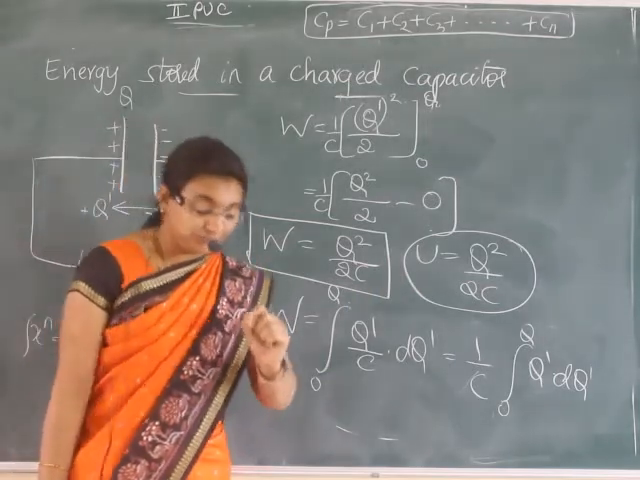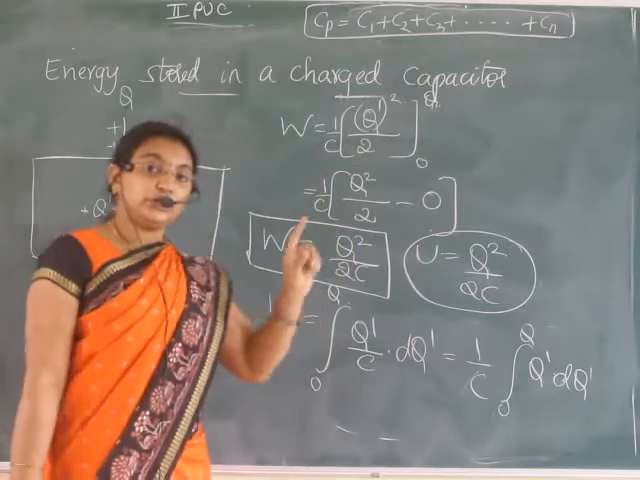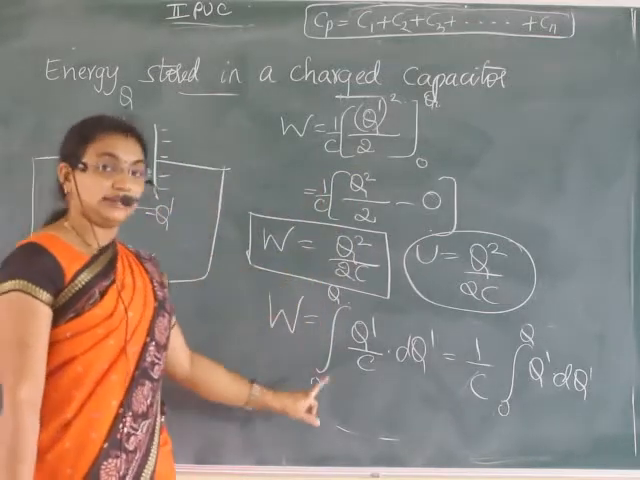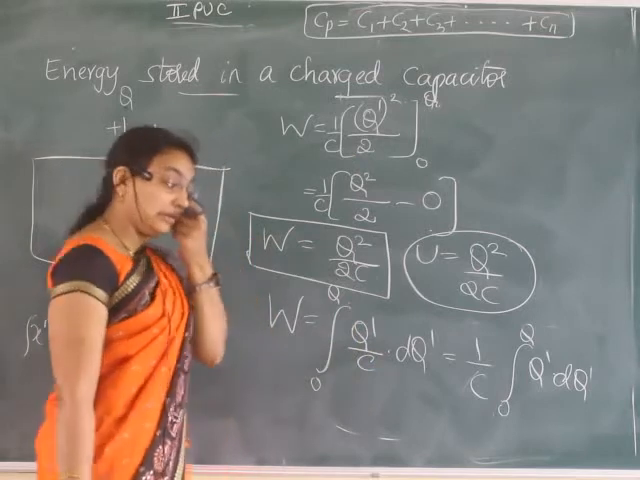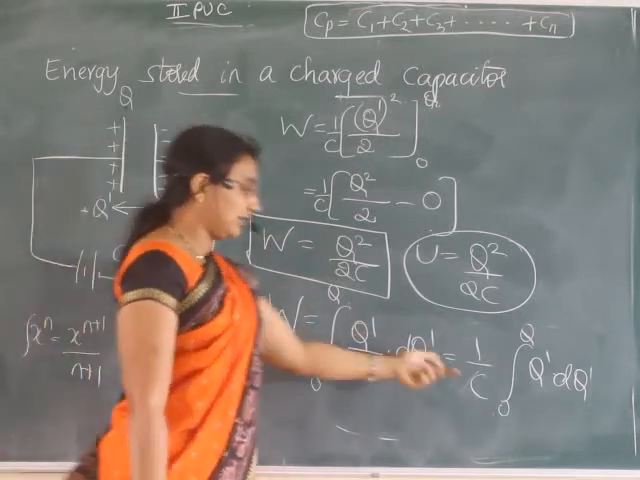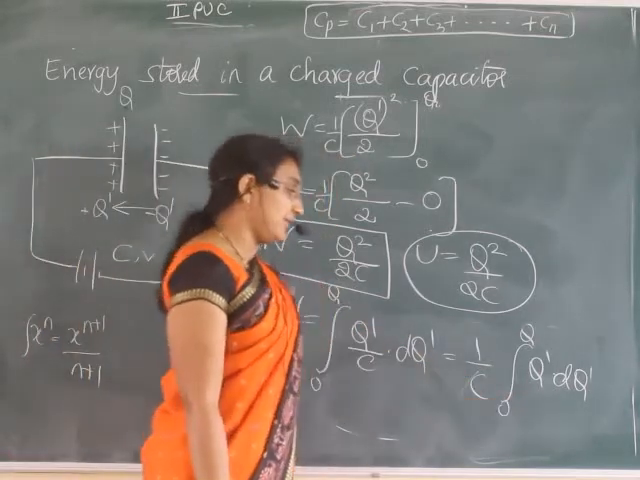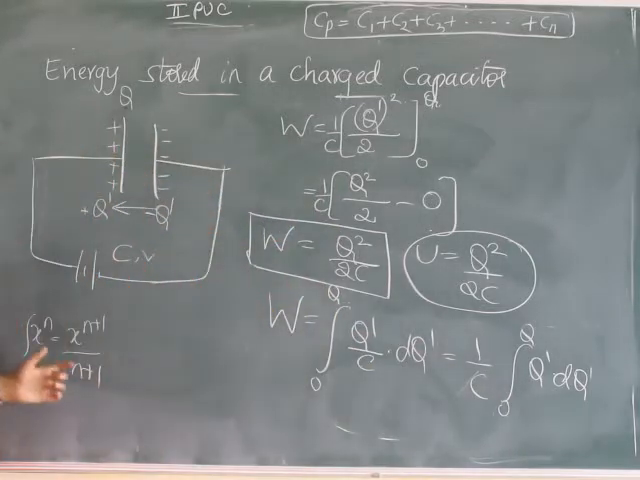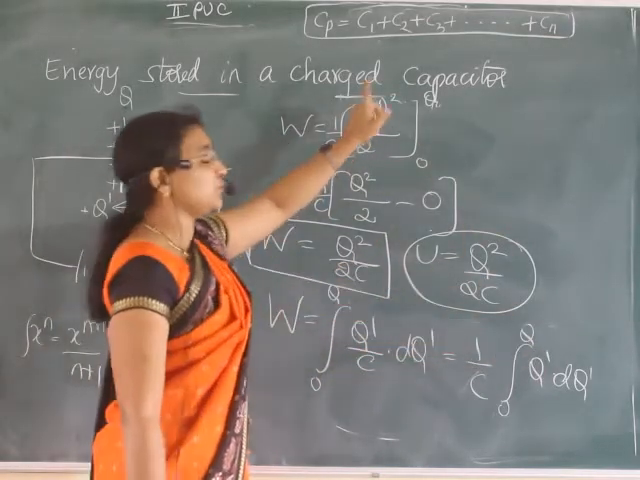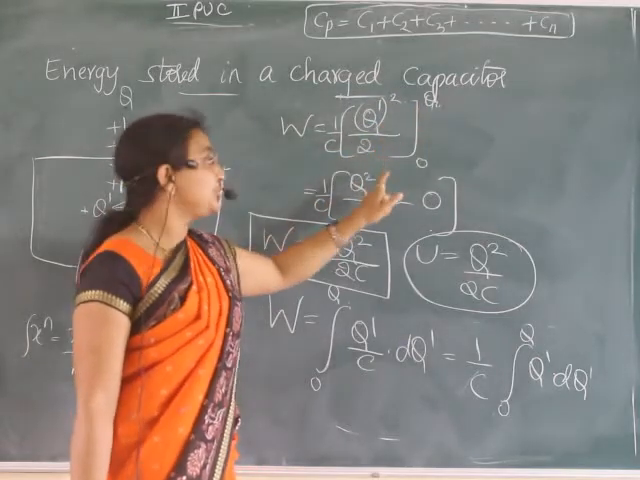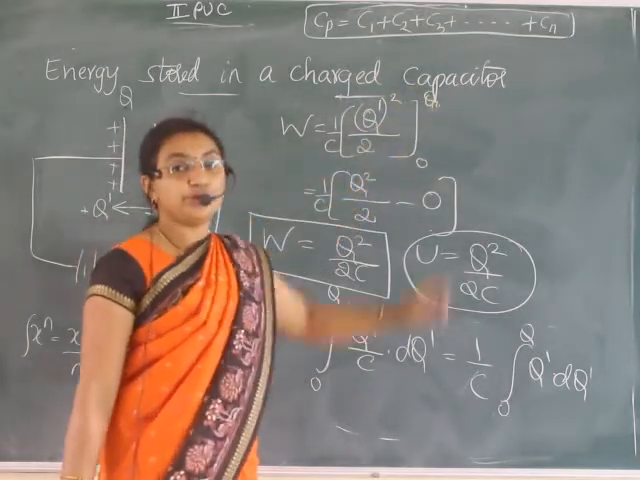To charge it from 0 to Q, total work done is integration from 0 to Q of Q dash by C into dQ dash. Take the constant outside, this is remaining. Integration of x to the power n is x to the power n plus 1 by n plus 1. This is to the power 1, so 1 plus 1 is 2, divided by 2. Limit from 0 to Q.